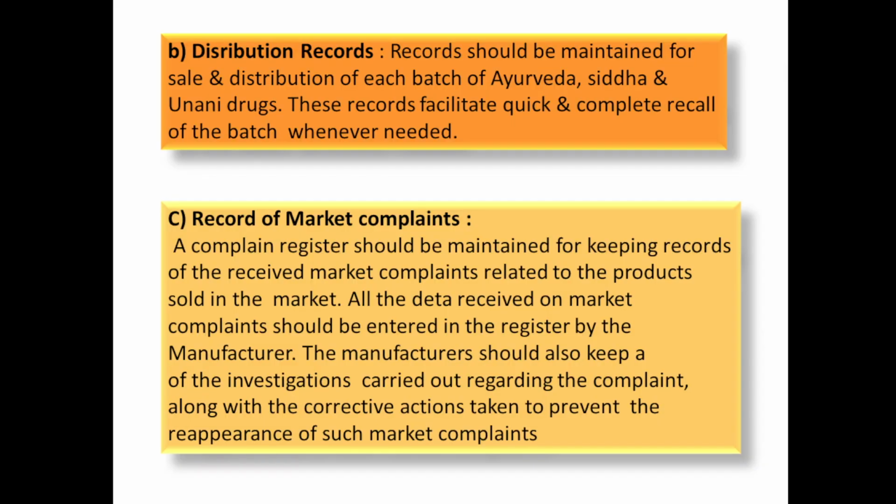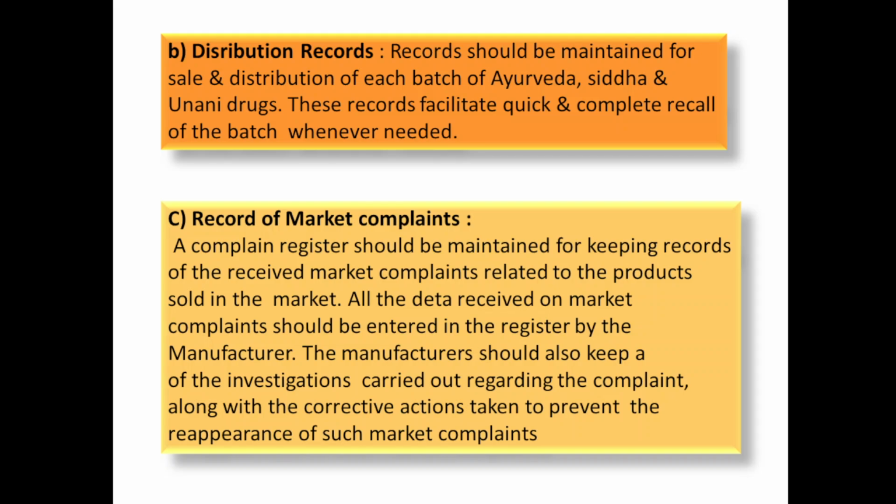Distribution of record. Records should be maintained for sale and distribution of each batch of Ayurveda, Siddha and Unani drugs. These records facilitate quick and complete recall of the batch whenever needed. So complete records should be maintained for sale and distribution of each batch, and if the records are maintained, then quick and complete recall of the batch can be done whenever needed.